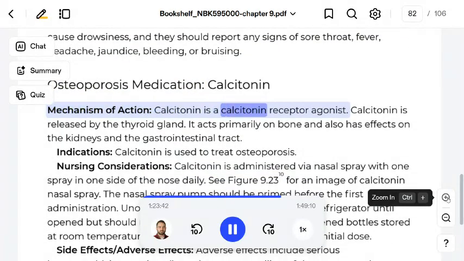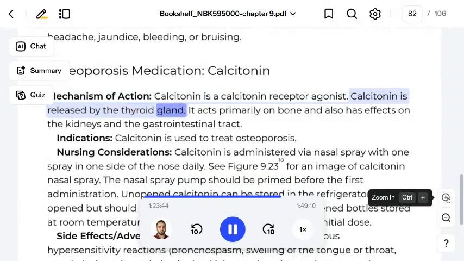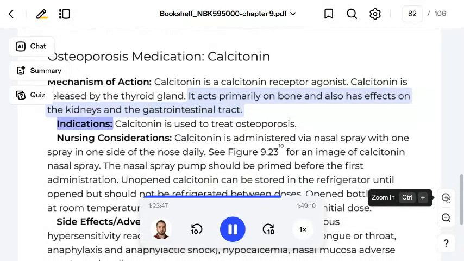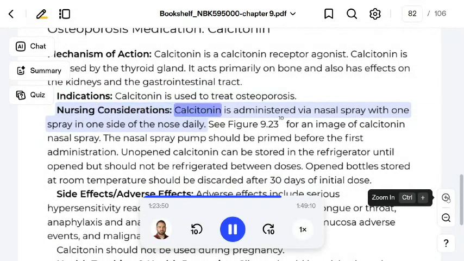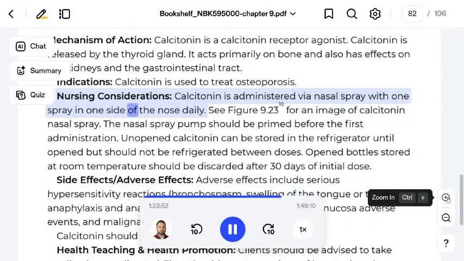Calcitonin is a calcitonin receptor agonist. Calcitonin is released by the thyroid gland. It acts primarily on bone, and also has effects on the kidneys and the gastrointestinal tract. Indications. Calcitonin is used to treat osteoporosis. Nursing considerations. Calcitonin is administered via nasal spray, with 1 spray in one side of the nose daily.